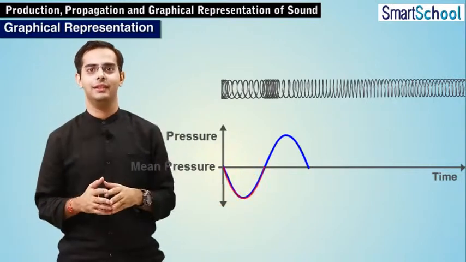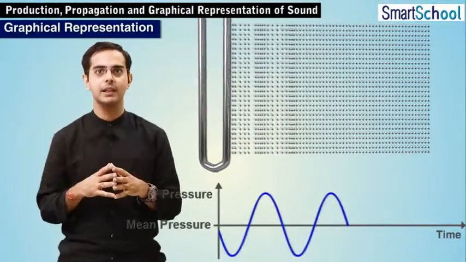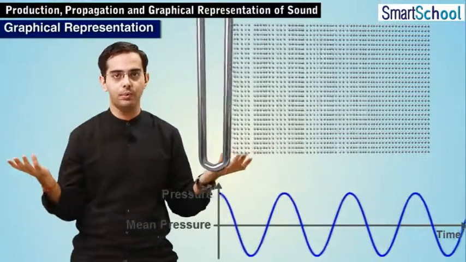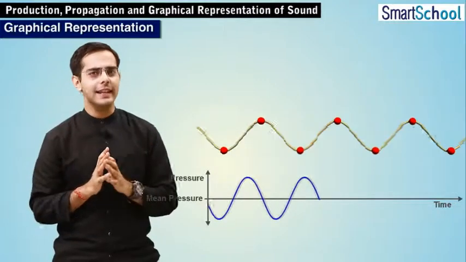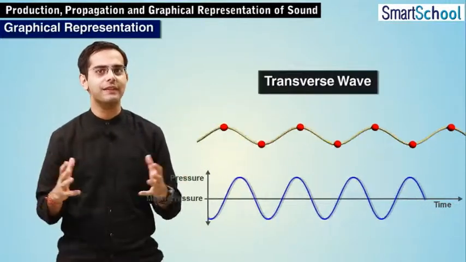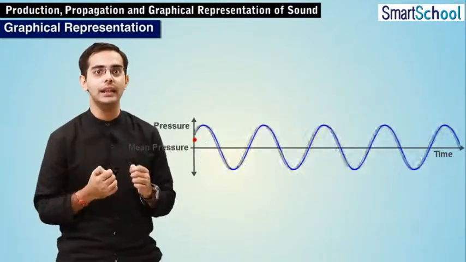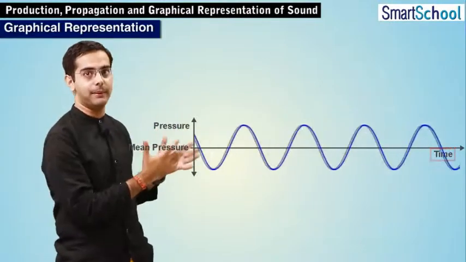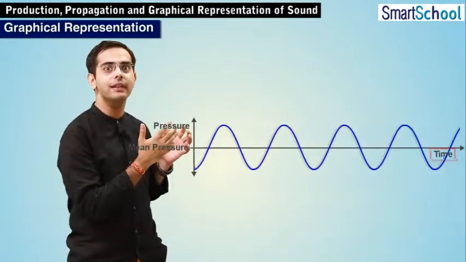Now as these disturbances keep on moving forward as the sound propagates, there will be a series of compressions and rarefactions formed, and this can be represented in the graph like this. Now if you look at this graph, isn't it giving us a feel of a transverse wave? But this graph actually shows the variation in the air pressure during propagation of sound waves, and this is with respect to time. So on the y-axis we have the change in the air pressure, whereas on the x-axis we have time.